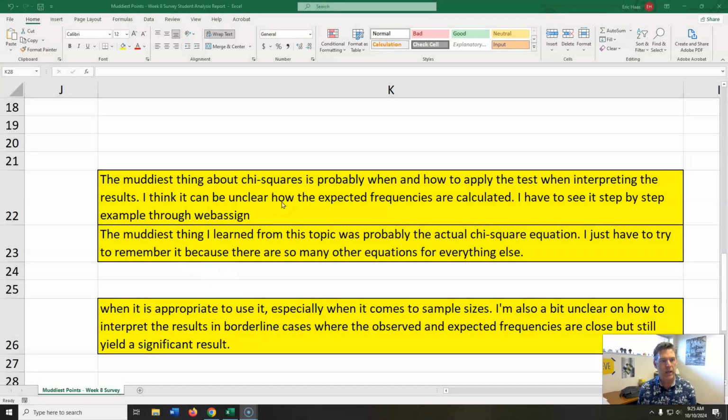So the first question we have here is, the muddiest thing about chi-squares is probably when and how to apply the test when interpreting the results. I think it can be unclear how the expected frequencies are calculated. I have to see it step by step. Example through WebAssign. And then the muddiest thing I learned from this topic was probably the actual chi-square equation. I just have to try to remember it because there are so many other equations for everything else.